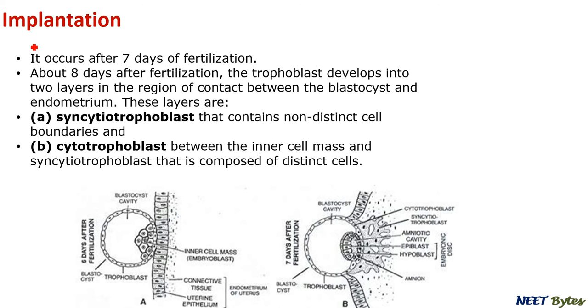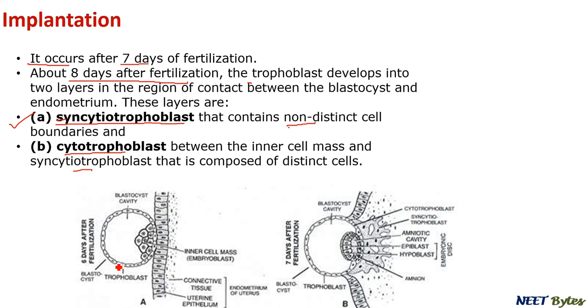Let's talk about implantation. Implantation occurs about 7 days after fertilization. About 8 days after fertilization, the trophoblast develops into 2 layers in the region which is in contact with the blastocyst in the endometrium. What are these layers? These are the syncytial trophoblast, which contains non-distinct cell boundaries, and the cytotrophoblast between the inner cell mass and the syncytial trophoblast, which is composed of distinct cells. We can see these things in the diagram.